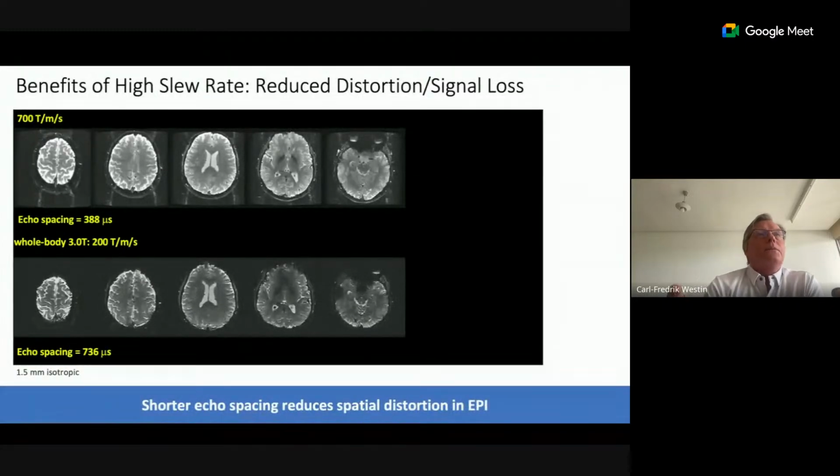Also, with the quick slew rate, as I mentioned, we can do shorter echo spacing, and that reduces the distortion. You can compare: on the top, you have much shorter echo spacing, and you see you have less distortion. So this system is not only good for looking at diffusion MRI, but all sequences will benefit from this very fast ramping.